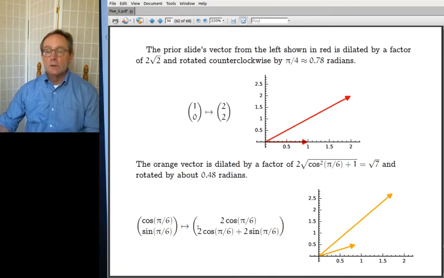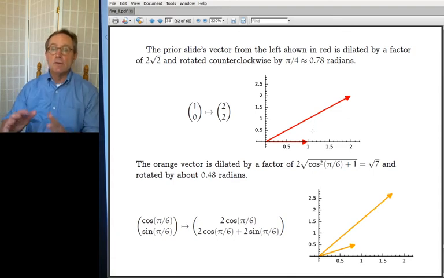How about orange? If you take (cosine pi over 6, sine pi over 6), that gets mapped to here, and you can do the calculation. It turns out to be multiplied by a factor of square root of 7, different than 2 square roots of 2, right? 2 square roots of 2 is square root of 8. Square root of 7, and rotated by about 0.48 radians, different than 0.78 radians. So the different vectors are having different effects, sometimes being turned quickly, sometimes only a little bit, sometimes being stretched out quite a lot, sometimes not.